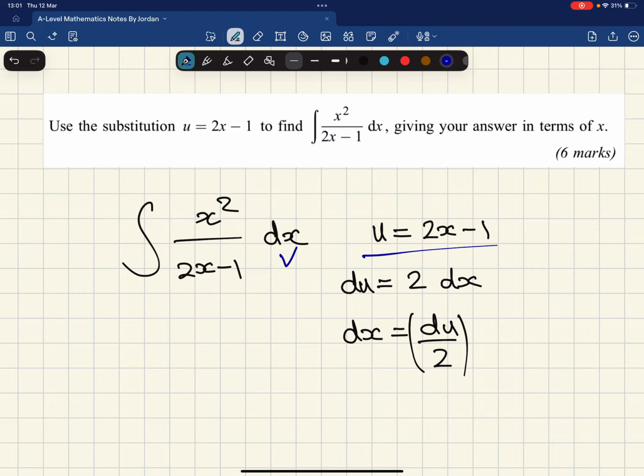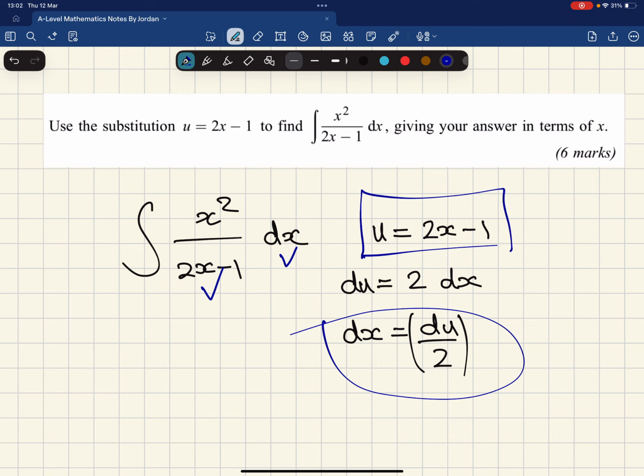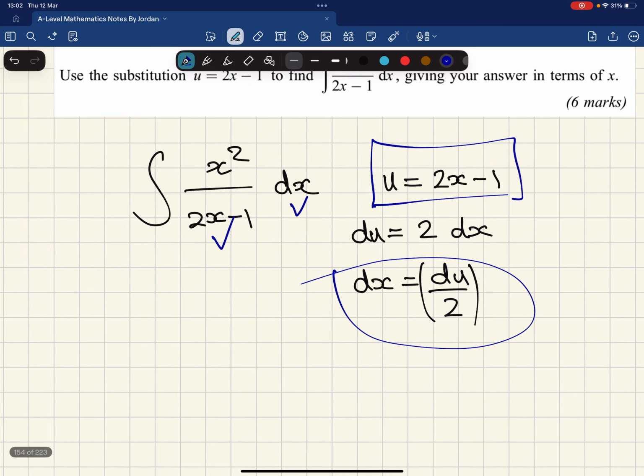U is 2x minus 1, so we have that bit. Then we look in here. Is the x squared sorted out with this? Absolutely not. So that means we're going to need something else to get x squared in terms of u, which is where we use this. Okay.